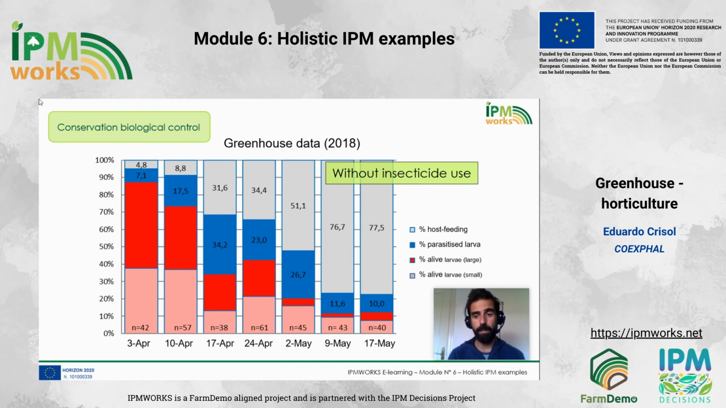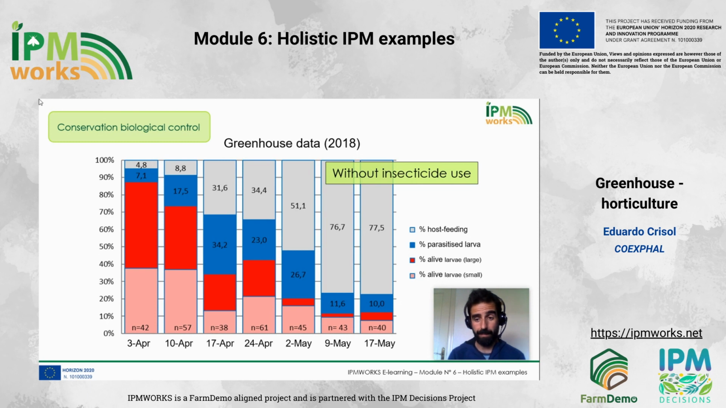Here we're looking at data collected in a greenhouse in 2018. We can see different sampling dates on the horizontal line, and then in different colors, in bluish colors, parasitized larvae or larvae killed by host feeding. And in reddish and pinkish colors, we see live larvae of Tuta absoluta.